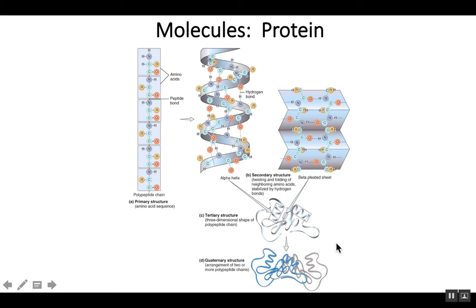So it could be hemoglobin, which is a protein found in your red blood cells that transports oxygen. Well, if hemoglobin does not fold properly, it cannot transport oxygen very well. So folding of a protein is extremely important in the function of that protein.